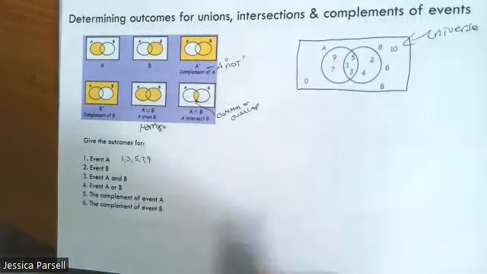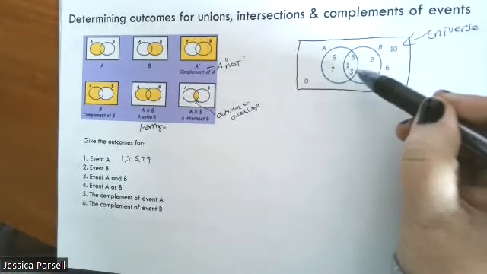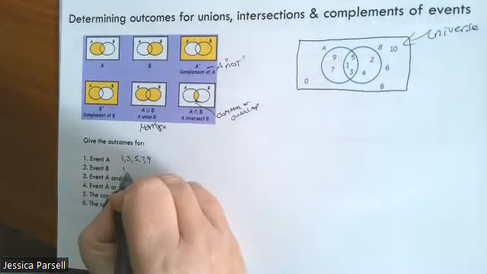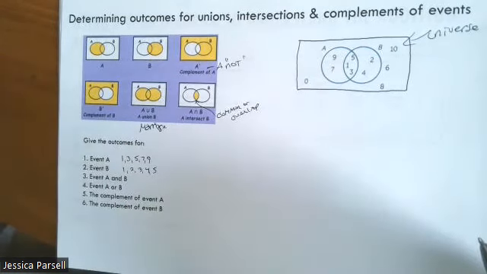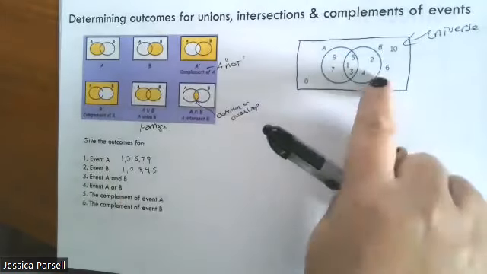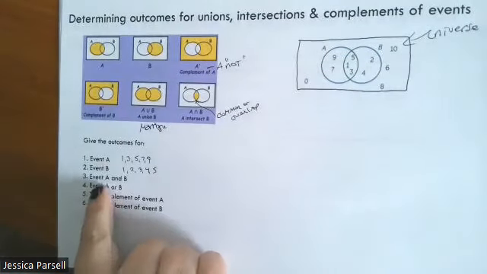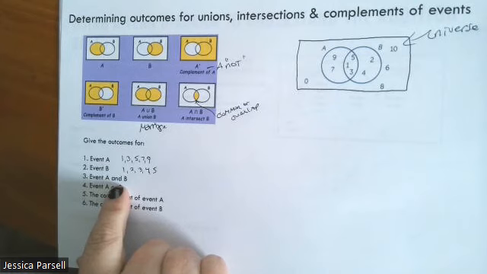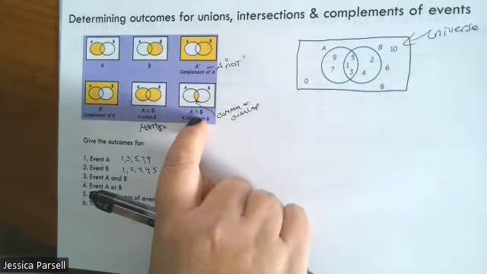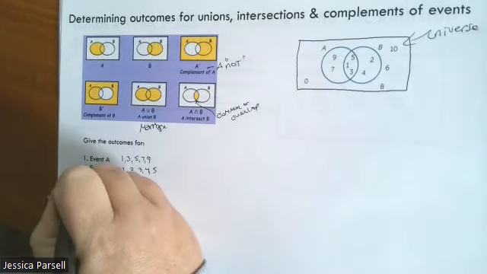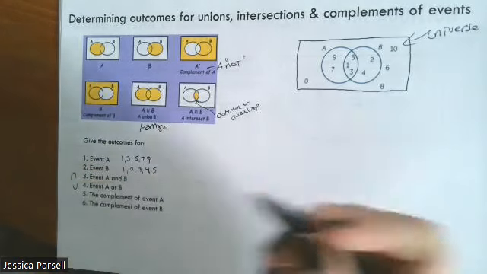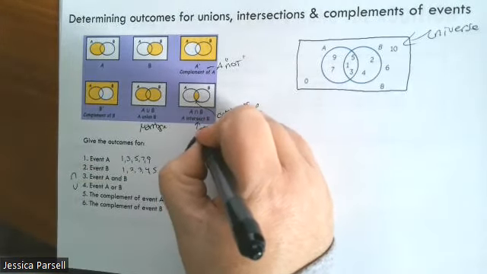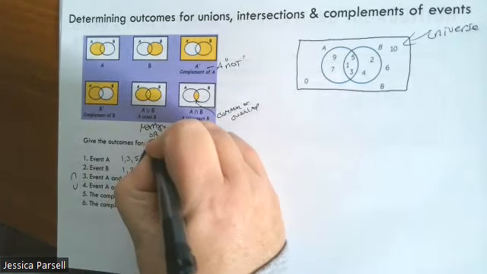Okay, if you're back, event B would be 1, 2, 3, 4, and 5. That's event B, just those here. Okay, event A and B. Remember A and B, that actually is going to be this right here. So the and is really an upside down horseshoe, and the or is the union. So this is and, this is or, union.